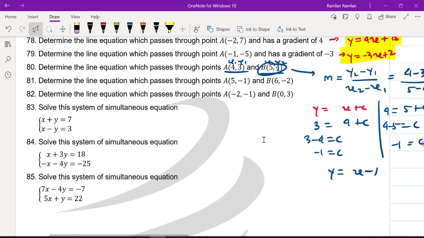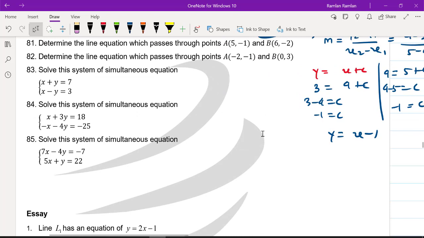Solve this system of simultaneous equations. Here we can use the substitution method, elimination method, graphing method, or you can use the calculator. I'm going to do a tutorial on how to solve this using the calculator in a different video. Now for this one, if you're using the elimination method, just make sure that they have the same exact form, for example x and y, and then x and y, equals a number. That is what you need to do first.